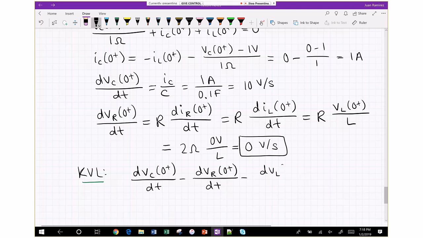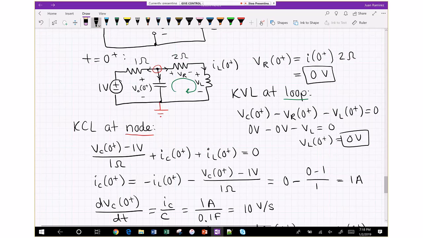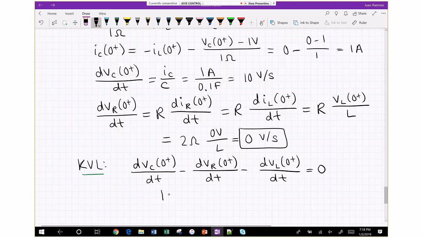Okay, let me double check. Positive, negative, negative, okay. I know that this is equal to 10 minus 0 equal to dVL. So it's equal to 10 volts per second. Like this.